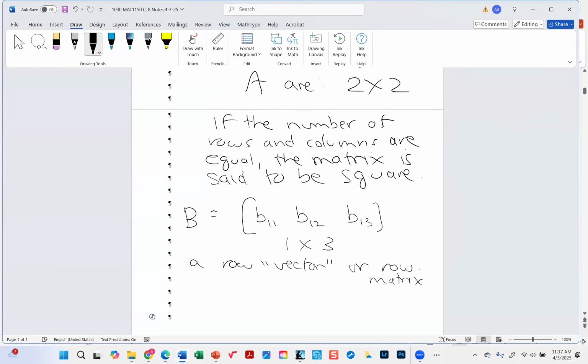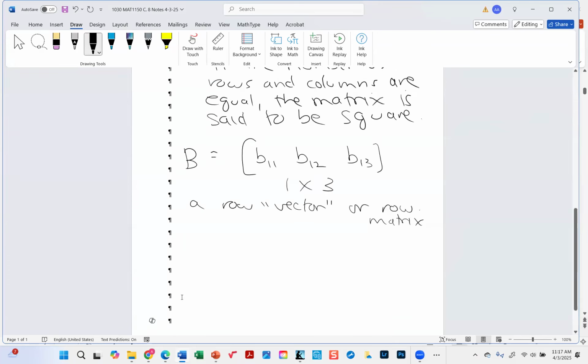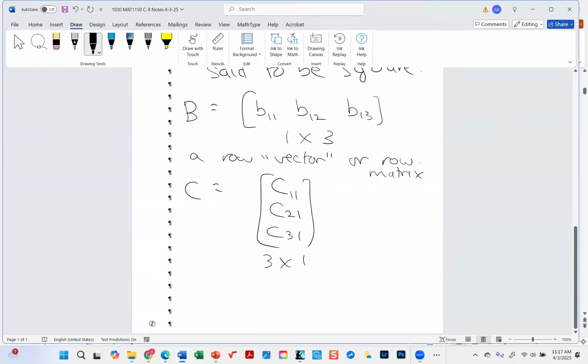And then you have another type of vector when we have only 1 column. So it has dimensions 3 by 1, 3 rows, 1 column, and we call this a column vector or column matrix.